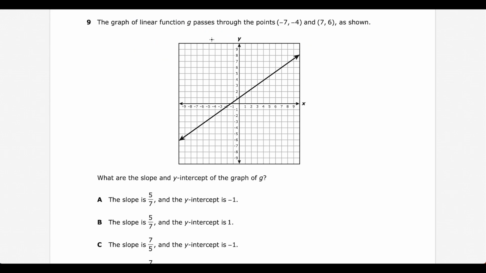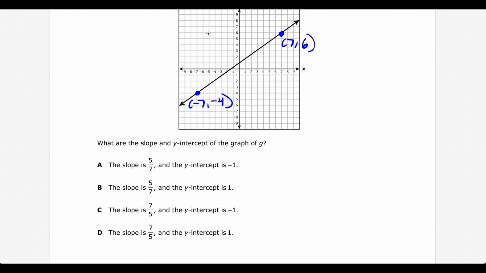Question 9, we have a graph of the function g, and it's passing through these 2 points, and we want to know what is the slope and y-intercept. So I would start with the y-intercept. If we look at the graph here, the y-intercept is clearly at the point 0, 1. That's where the line crosses the y-axis. So the y-intercept is 1, which means we could eliminate choice A and we could eliminate choice C.